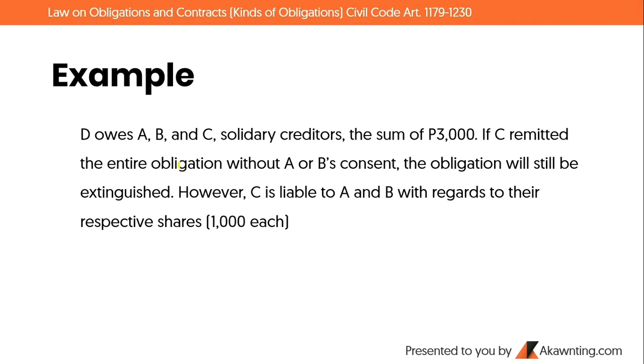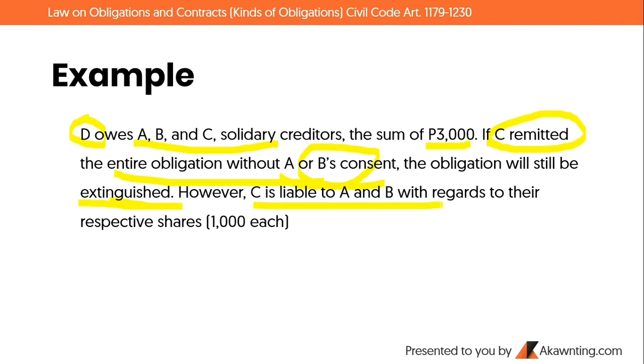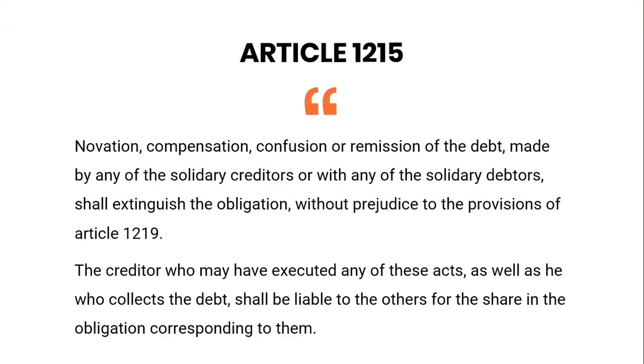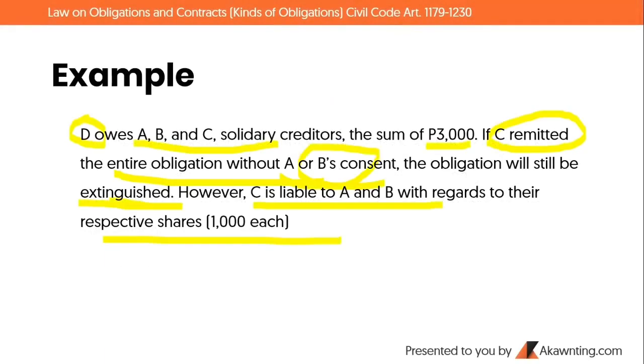So, if A, B, C are solidary creditors, the sum of 3,000. If C remitted the entire obligation without A's consent, the obligation will still be extinguished. Tama, extinguished. Wala nang babayaran si D. However, C is liable to A and B with regards to their respective shares. So, simple lang. Okay? Actually, parang nabanggit ko yan kanina. So, ito pala yun, yung specific article na pinag-a-applyan niya.